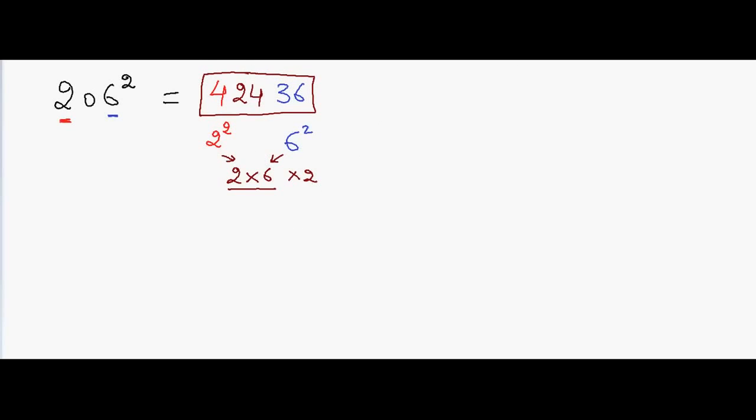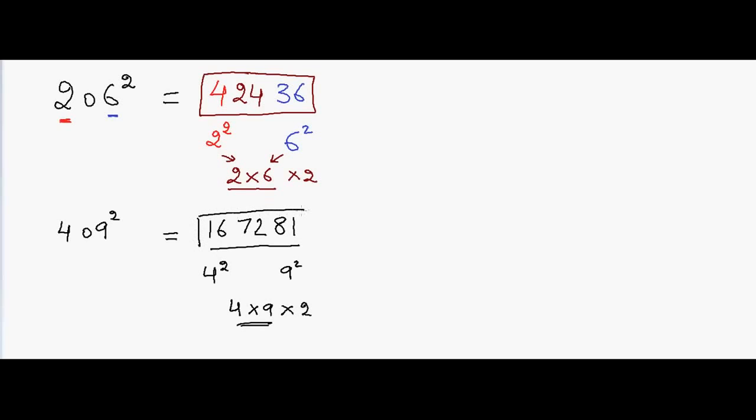Let me take another example. So suppose if I have 409 and I want to do a square. In that case, 4 square is equal to 16, 9 square is equal to 81, and 4 into 9 into 2. So 9 into 8, that is 72. So the answer is 167281. So that's our answer.